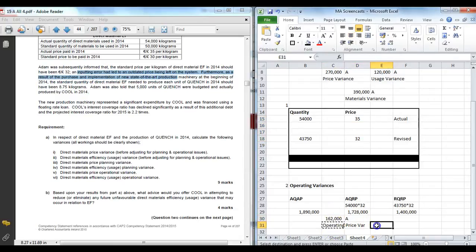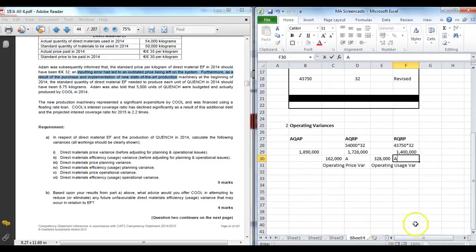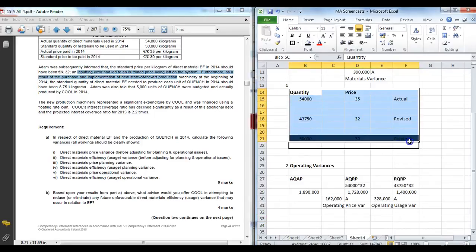So here it will be the operating, and I'll call it the usage variance. So in this case here, it is 1.728 compared to 1.4. So it's 328,000, and again it will be adverse. Why? Because you expected to use 43,750, you actually used 54,000. So that is more than expected, so it's an adverse variance. So that's your second step, calculate your operating variances. Nothing more complicated than the CAP1 approach, but you have to set it up firstly to help you along.